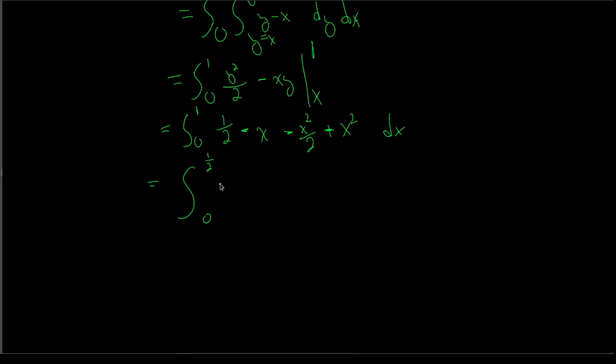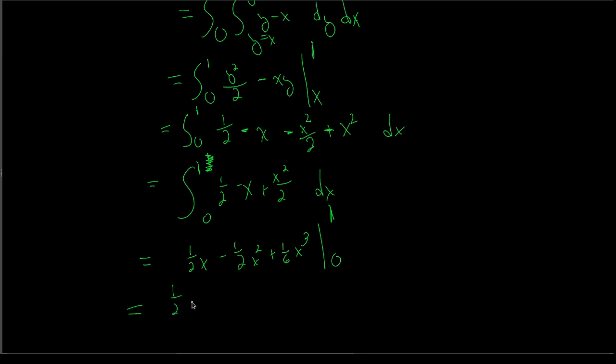So this is going to simplify to 1/2 minus x plus x squared over 2 dx, which is going to be 1/2 x minus 1/2 x squared plus 1/6 x cubed evaluated from 0 to 1. And so the 1s are going to give me 1/2 minus 1/2 plus 1/6, or 1/6. And so we have the volume of our tetrahedron.